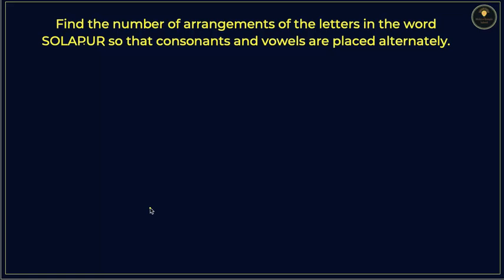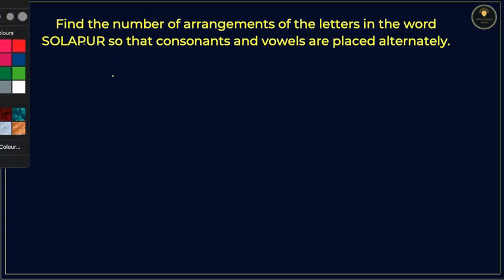In this problem, we have to find the number of arrangements of the letters in the word Solapur so that the consonants and the vowels are placed alternately. So there are a total of 7 letters, out of which 3 are vowels and 4 are consonants.